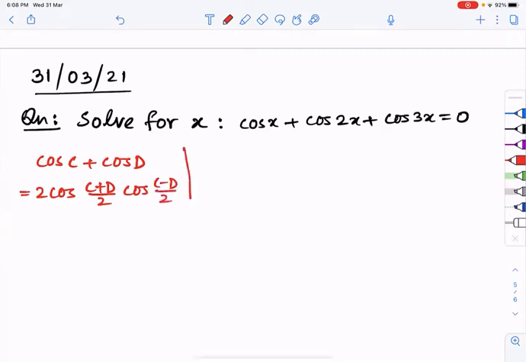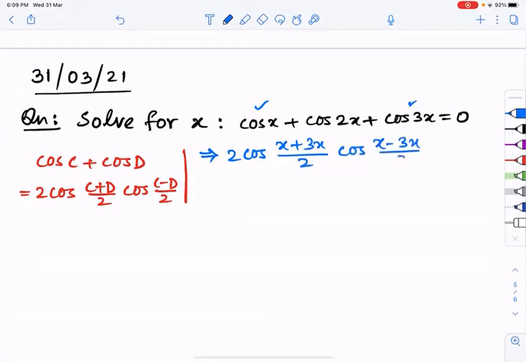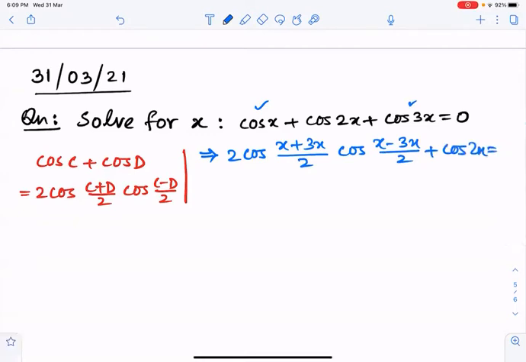This is our formula. We are going to apply this formula on the first and last term, this term and this term. So I will get why, and why should I apply on this and this, not the first and second? That you will understand. If I take that, then it will be 2 cos (x plus 3x) by 2 into cos (x minus 3x) by 2 plus cos 2x equal to 0.